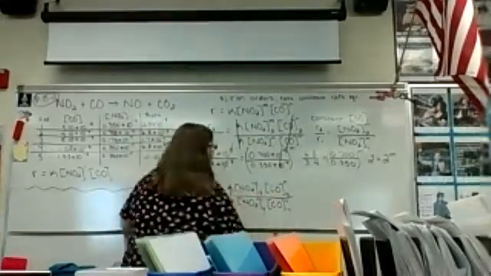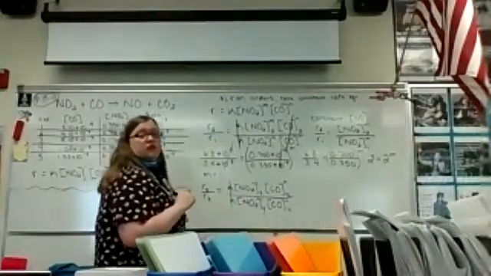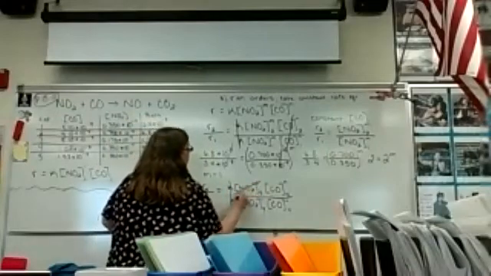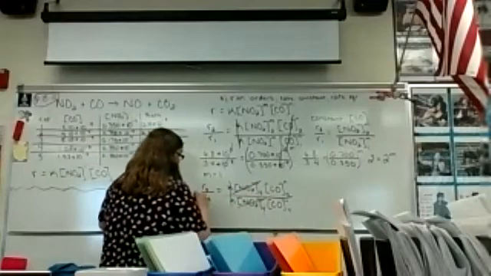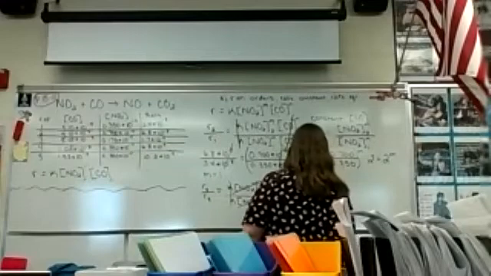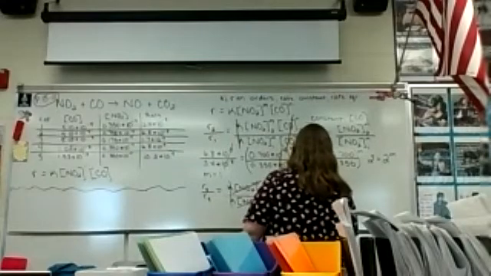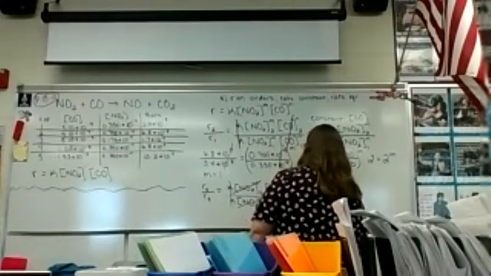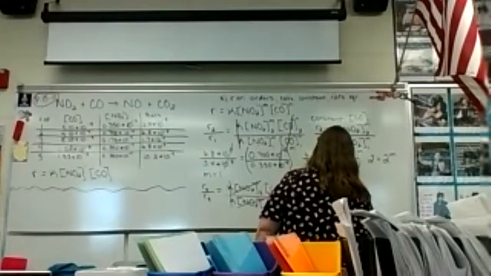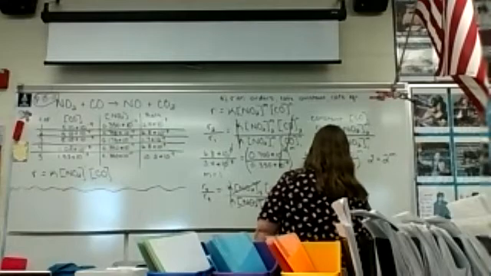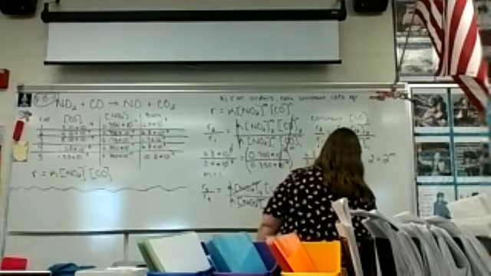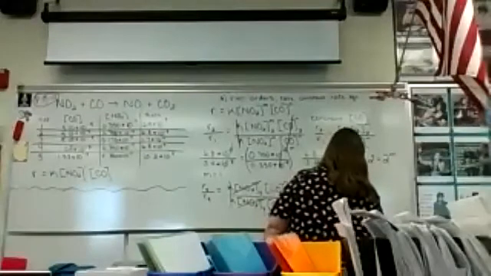The K's are constant, so they cancel out. The NO2 concentration is constant, so the NO2's cancel out. Therefore, we have rate 5 over rate 4 equal to the concentration of carbon monoxide in experiment 5 raised to the n over the concentration of carbon monoxide in experiment 4 raised to the n.